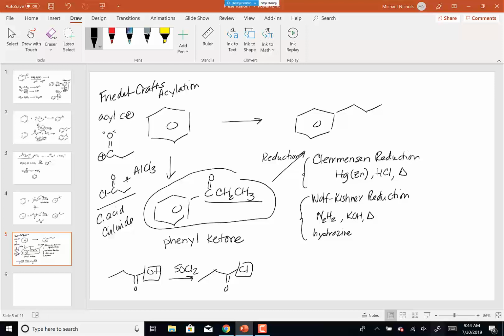So let's see. The idea here is we need a toolbox. We need a bunch of reactions that we can use to add groups to the benzene ring. And these are the ones that we use a lot. Once I do this, there are other methods that I can use to put things on the side chain, but this comes first. So there are other groups that I need to figure out how to add to the benzene ring.